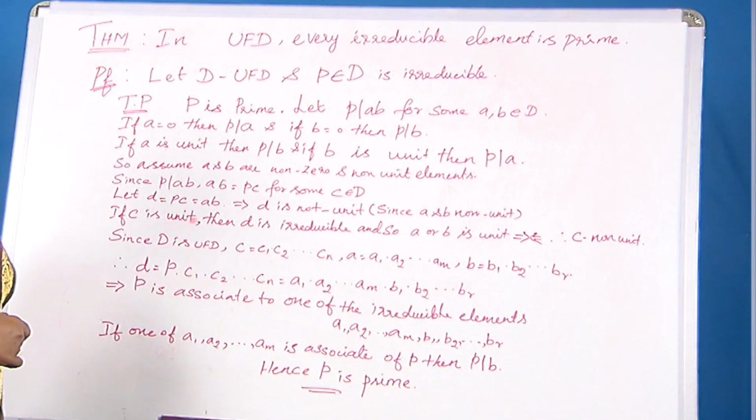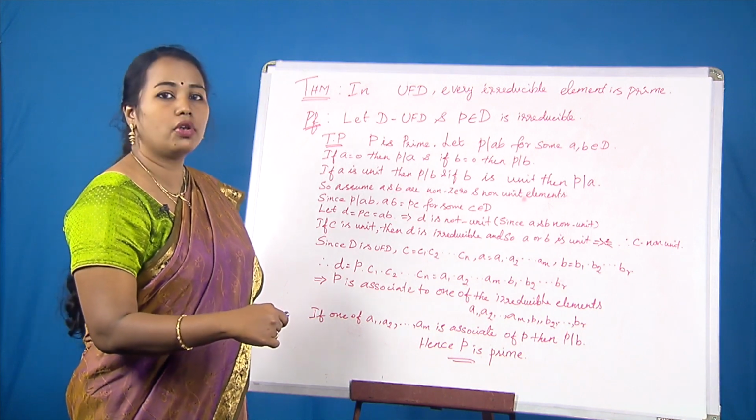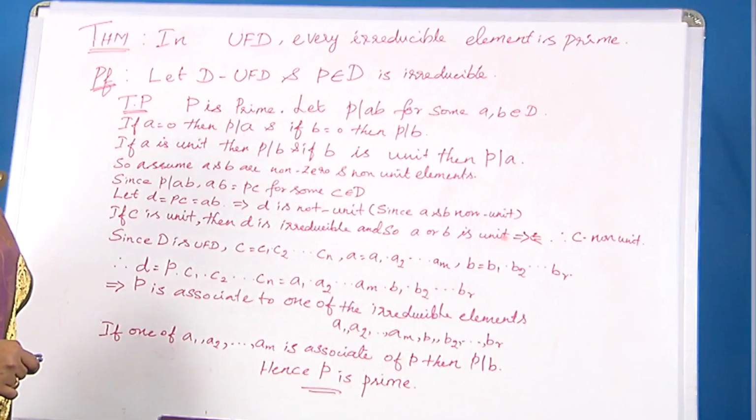Suppose C is a unit here, then D is irreducible, and so A or B is a unit. Now, how did we come by this? Because P is irreducible and C is a unit, and the product of an irreducible element and a unit is also irreducible. So, either A or B should be a unit here, because PC is equal to AB, and so this will lead to the situation where either A or B is a unit. But this is a contradiction to our original assumption that A and B are non-zero non-unit elements, and therefore, C cannot be a unit, and therefore, C is a non-unit.